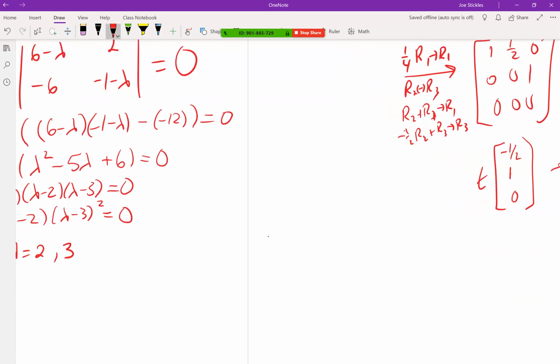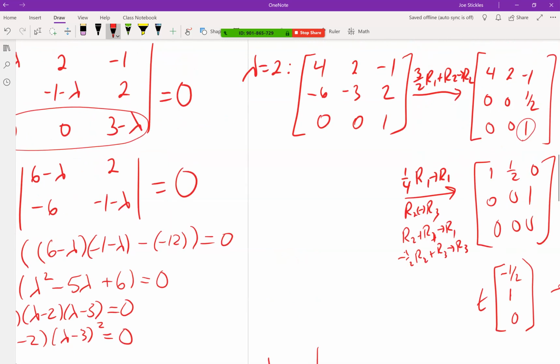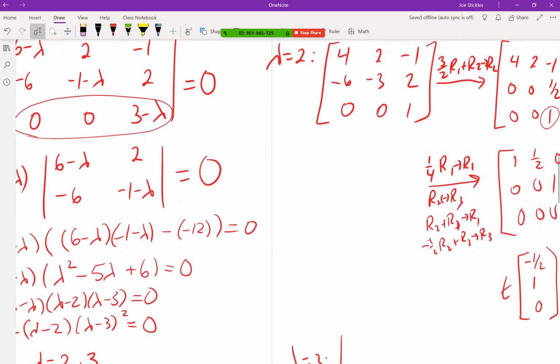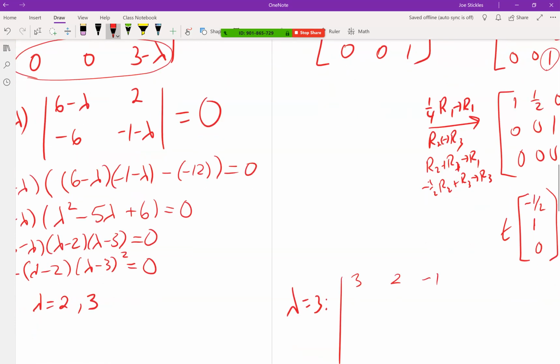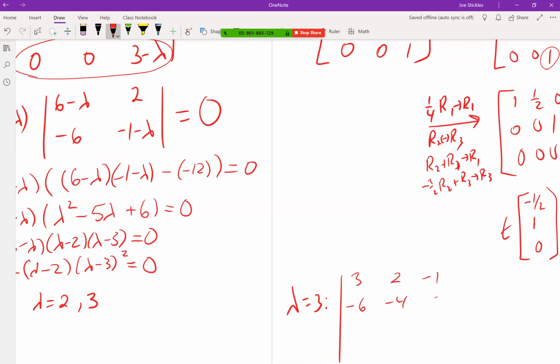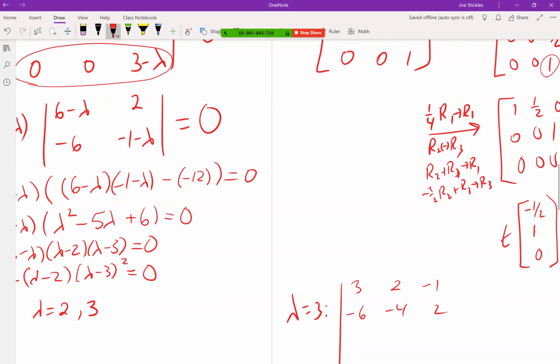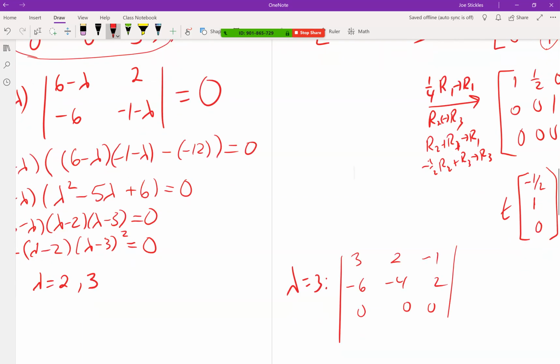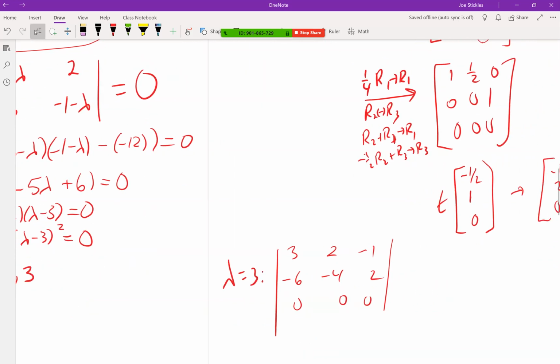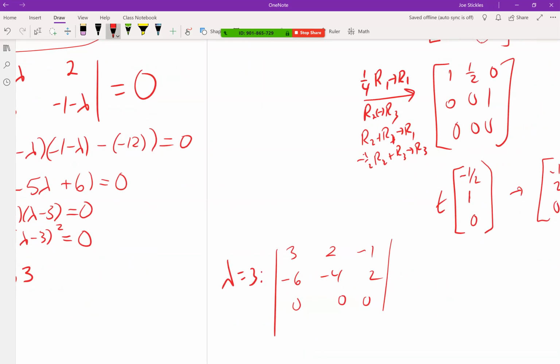So the other one was lambda equals 3. Need to subtract 3 off that diagonal. I need to remind myself what the matrix was. So we got 3, 2, negative 1 for that first row. We've got negative 6, negative 4, 2 for the second row. And then we've got 0, 0, 0 for the last row. All right. Now correct me if I'm wrong, but that second row is negative 2 times the first row, right?